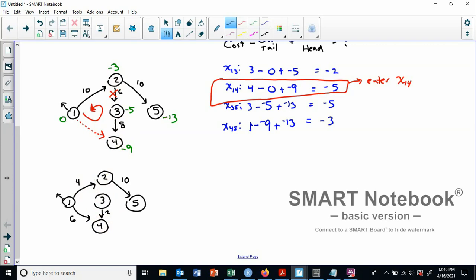So let's do a quick check. That's a very sloppy 2, but yes, that is a 2. Let me see if I can erase it without erasing too much and make it neater looking. So this is a flow of 2.